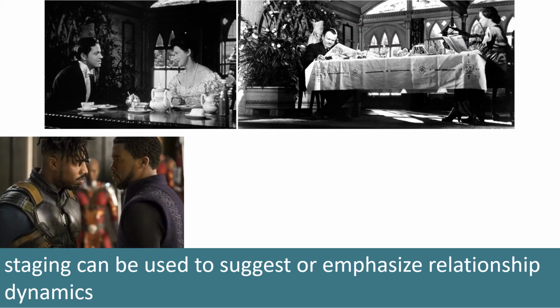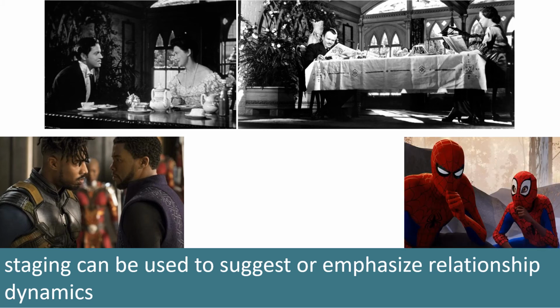Similarly, the adversarial and deeply antagonistic relationship between T'Challa and Eric in Black Panther are suggested by their poses and facial expressions in this shot, while Miles's admiration for Peter B. Parker is likewise suggested by the way he mimics Peter's pose in this shot from Spider-Man Into the Spider-Verse.